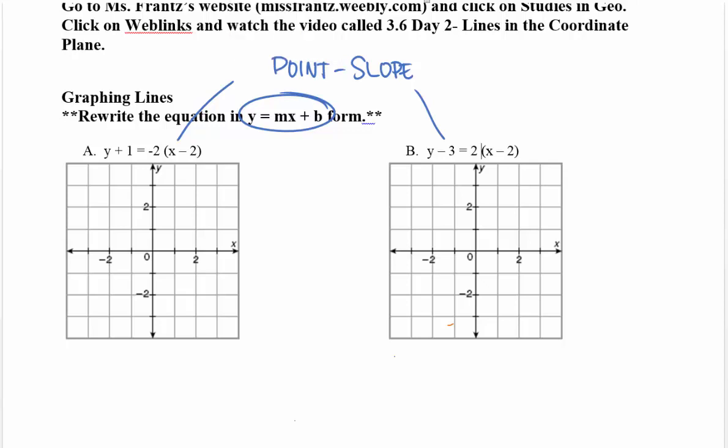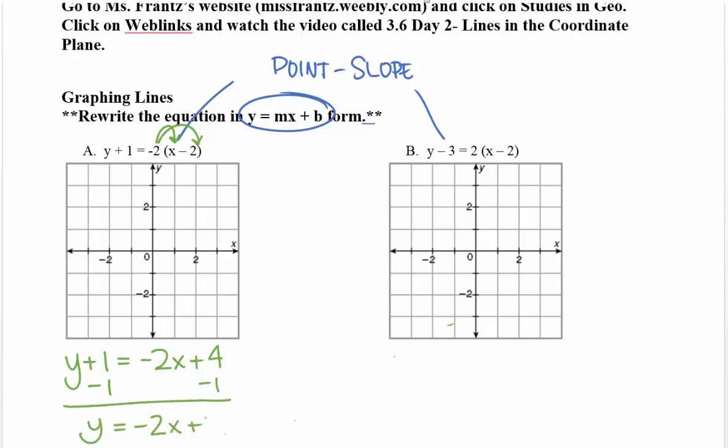Y equals mx plus b doesn't have any parentheses, and the y is all alone. So that's what we need to do here. We need to get rid of the parentheses. So the first thing we're going to do is distribute. So we'll end up with y plus 1 equals negative 2x. And be careful here, you get a positive 4. And then the other thing I said was y is all alone. So let's move this 1 over. So we get y equals negative 2x plus 3.